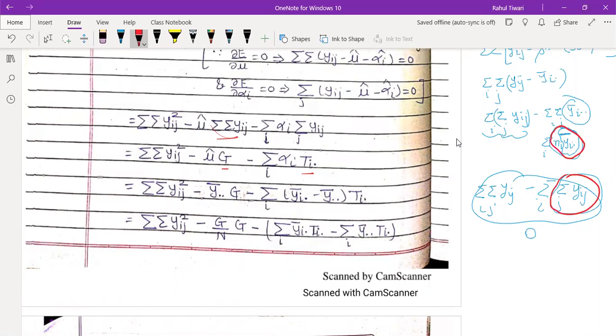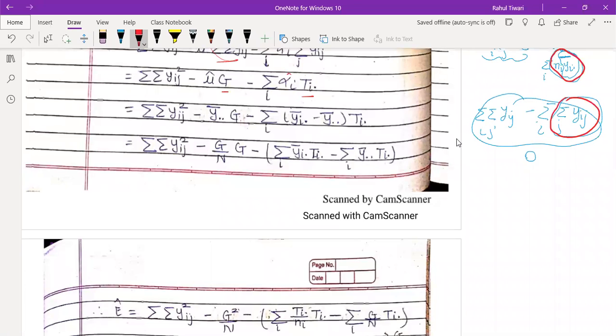What is alpha hat? This should be hat. They have not written it properly. Just make the correction. So alpha hat is nothing but y bar i dot minus y bar dot dot, into Ti dot. Now what is this? Y bar dot dot is the grand total upon capital N, right? So keep it the same. What about this step? Again, open the brackets. So y bar i dot into Ti dot minus y bar dot dot into Ti dot.